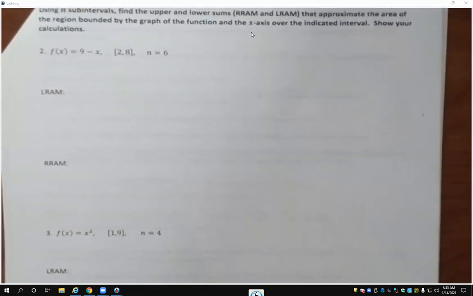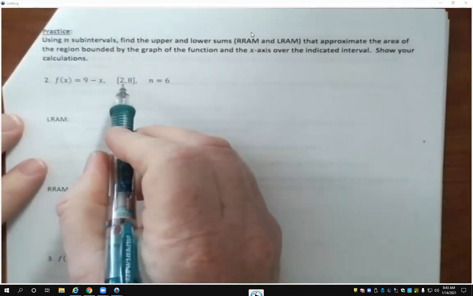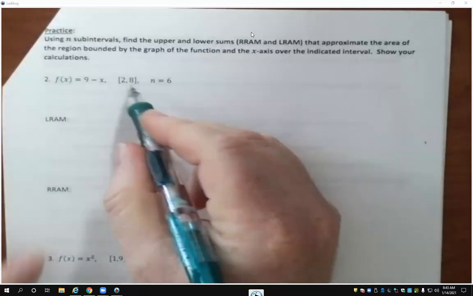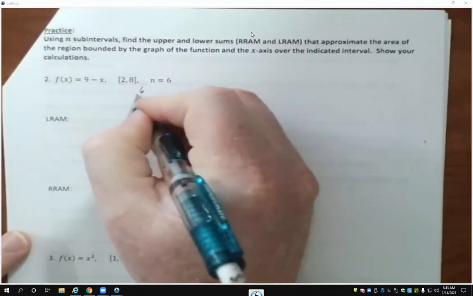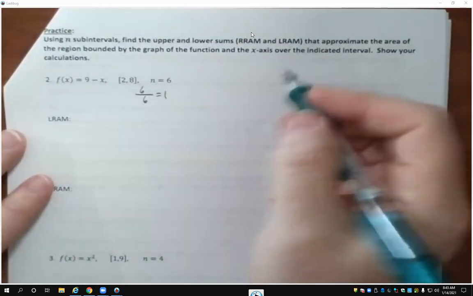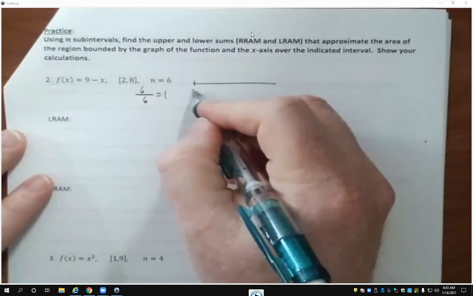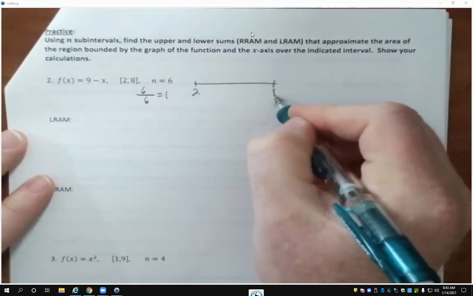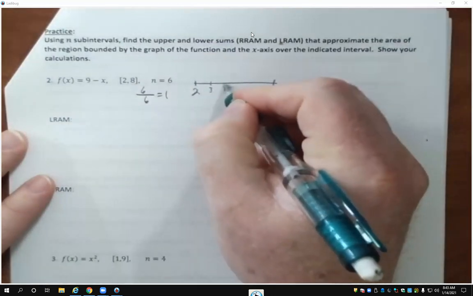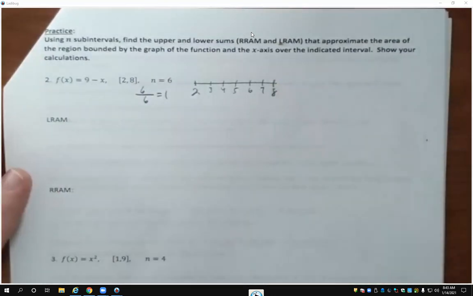Now what we're going to do is do this using LRAM and RRAM. The first thing you want to do is take the length of your interval. The length of my interval is 6 units from 2 to 8. So the length of my interval divided by the number of subintervals, which is going to be 1 in this case. And what I do until I get really good at this is I put on here, I'm going from 2 to 8 by 1. So I just draw myself a number line, 2 to 8 by 1. So I'm going to have 3, 4, 5, 6, and 7, and then obviously 8.